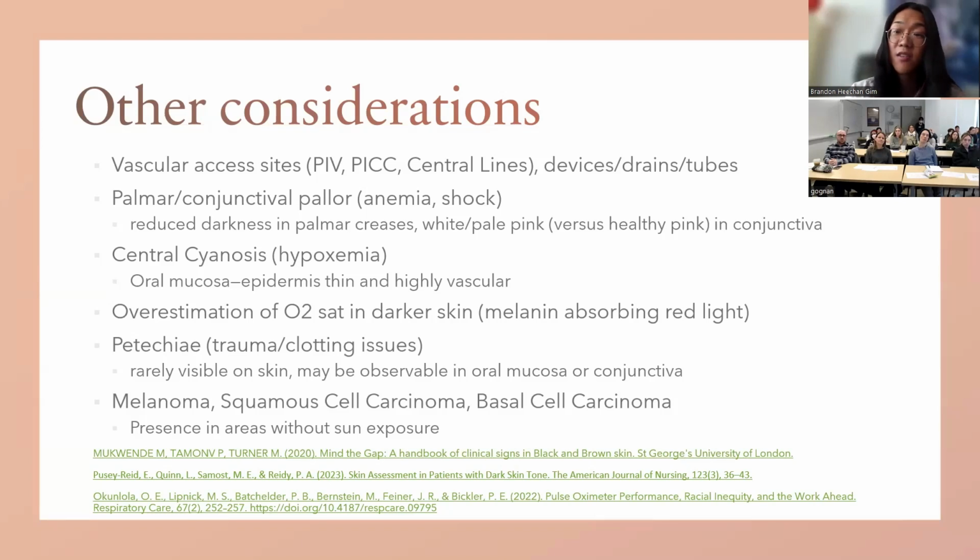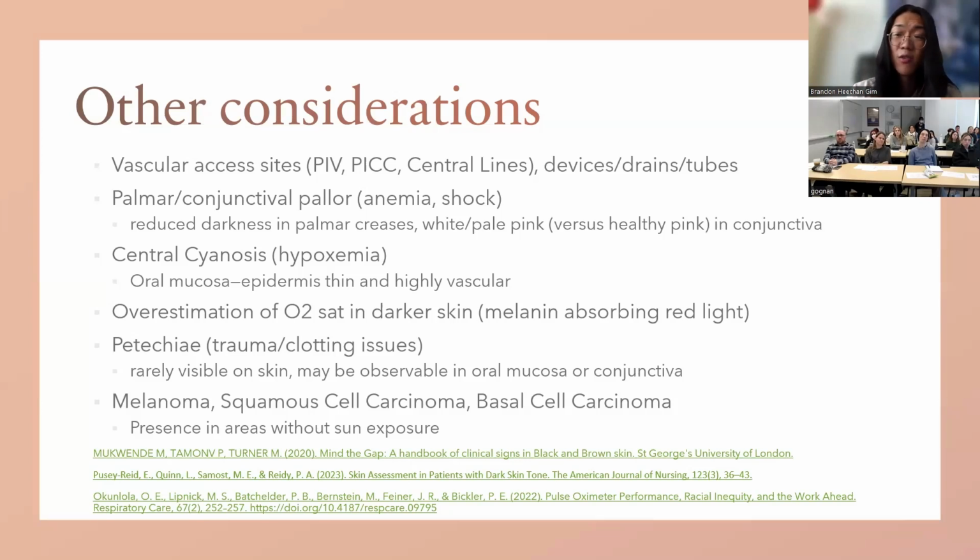Hopefully we don't get this often on our unit, but if someone's having central cyanosis, it also presents differently for folks with darker skin. It'd be most obvious in places where the epidermis is thin, non-pigmented, and highly vascular. So that would be the oral mucosa, like the gums. Maybe you'd see it in the lips, but more likely inside their mouth.